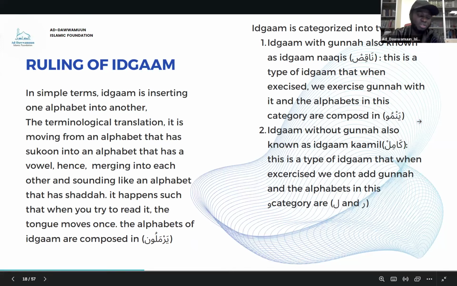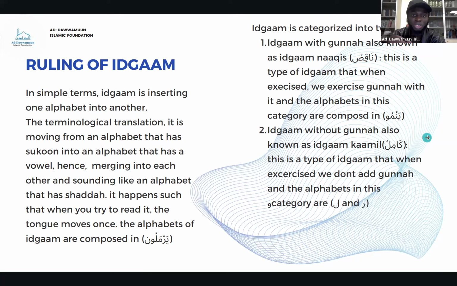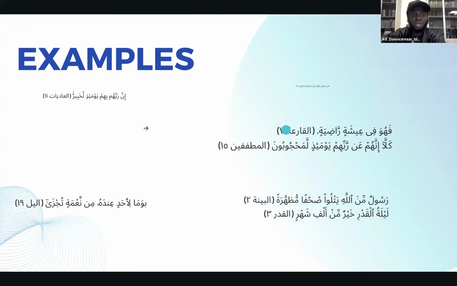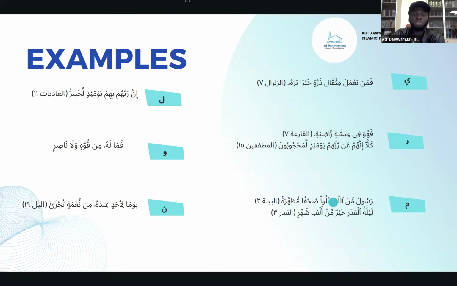And this is a continuation of the previous class. We are still under nun sakin and tanween. When nun sukun or fathatan, kasratan, dammatan comes, and what comes after it, how do they relate? Okay. So if they have any of the alphabets in Yarmalun, Ya, Ro, Mim, Lam, Waw, Nun, if any of these alphabets come immediately after Nun Sukun or Tanween, how would we pronounce it?